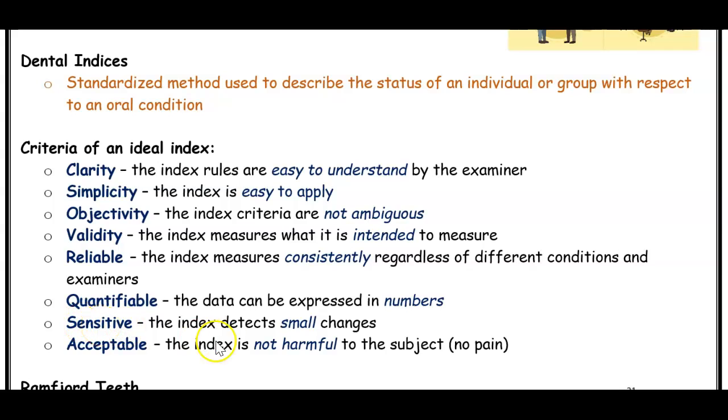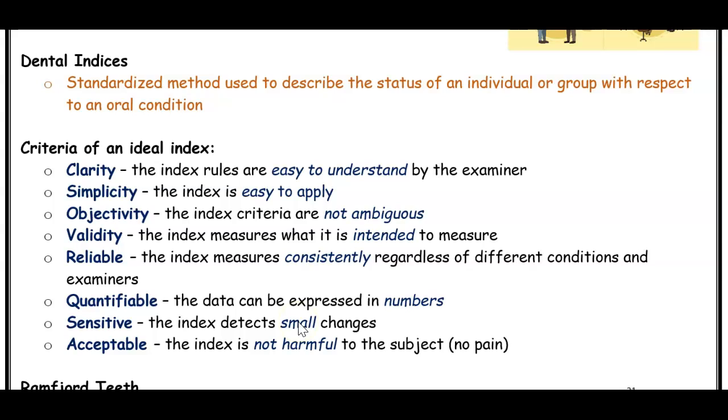Sensitivity is where the index detects small changes. Some indices that I'll go over lack sensitivity, and some have great sensitivity. If an index only has two options to choose from, for example, for bleeding you have to identify whether it's bleeding or not bleeding, yes or no, then it's not as sensitive; it lacks sensitivity.